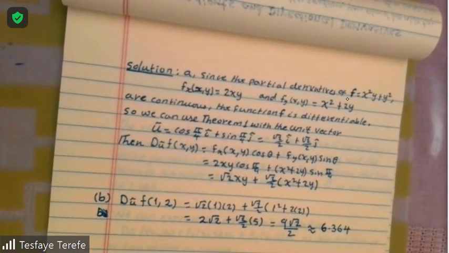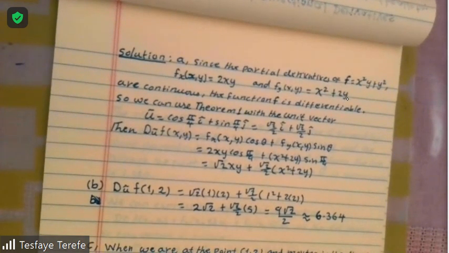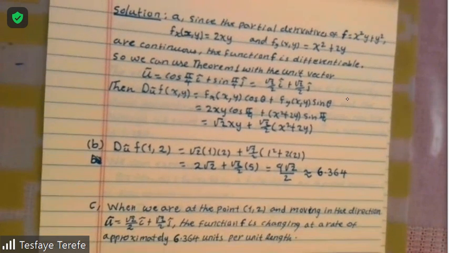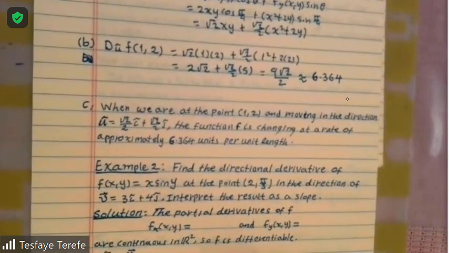So let me write it here. So see, what is our interpretation? Our interpretation is when we are at the point (1, 2), and moving in the direction of actually the unit vector, which is radical of 2 over 2 in the x direction and radical of 2 over 2 in the y direction, the function f is changing at the rate of approximately 6.364 units per unit length. And that's it.